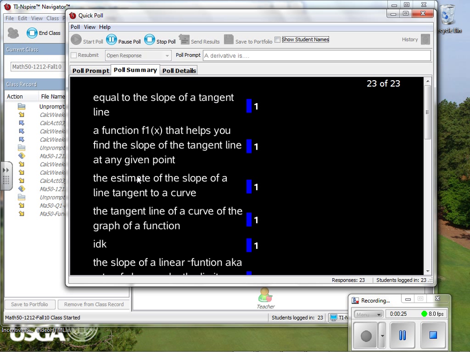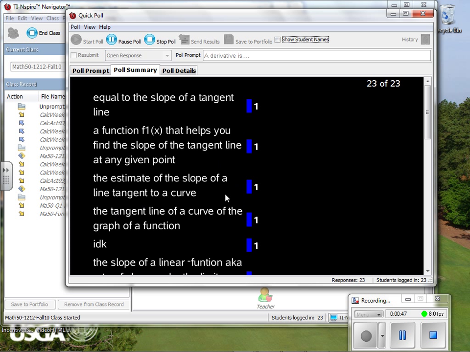A few more bits of information, though, would be necessary. It's a function, very good. It helps you find the slope of a tangent line at any given point. That's more complete. It is a function, absolutely. We're going to be seeing that more and more. It does help you find the slope of a tangent line at any given point, but there's something still not there.